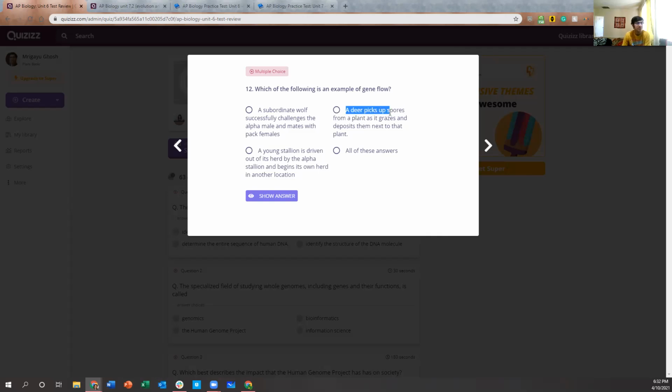A deer picks up spores from a plant as it grazes and deposits them. That's the migration of these spores from location A to B, so there's gene flow going on. This one here, sure, it is a new location, but the problem is there's not an existing population. He's starting a new herd. So that's the founder effect, which leads to genetic drift, right? Because you have a small population. So I think the answer would be B. Oh wait, so it's not. It's this one.